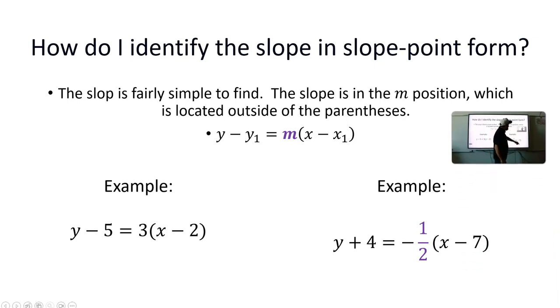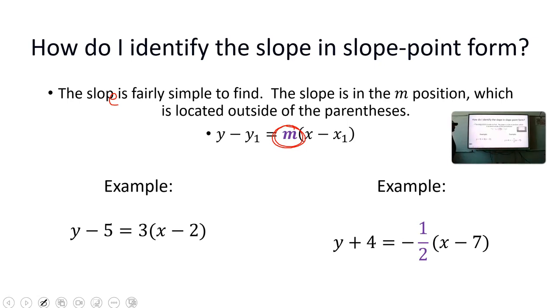Let's move this out of the way. How to identify the slope in point-slope form? The slope is fairly simple to find. The slope is in the m position, which is located outside of the parentheses. So here is always going to be your slope.